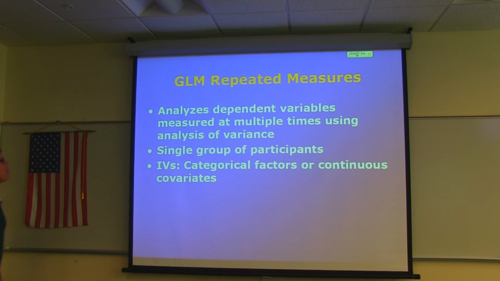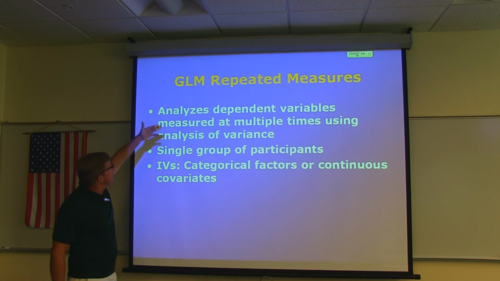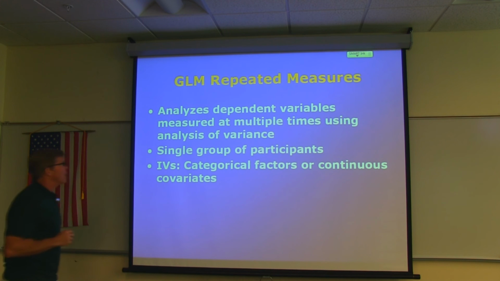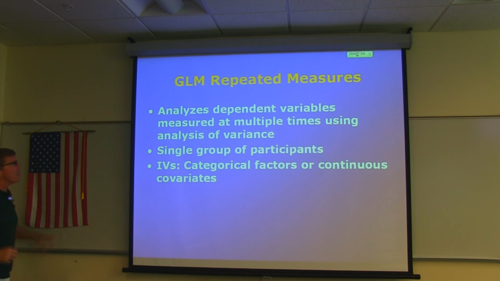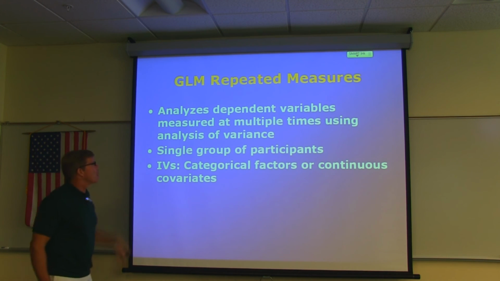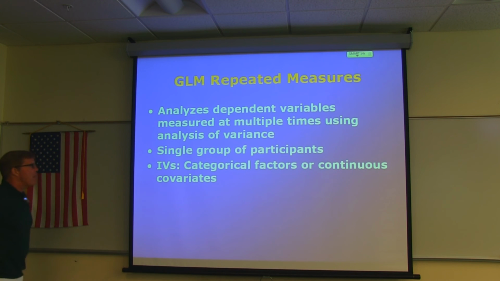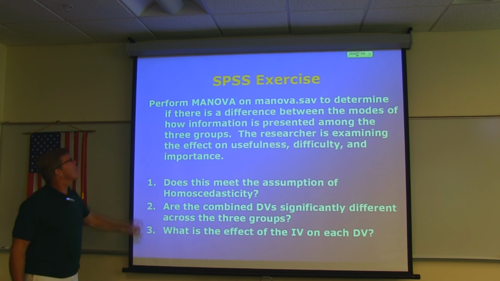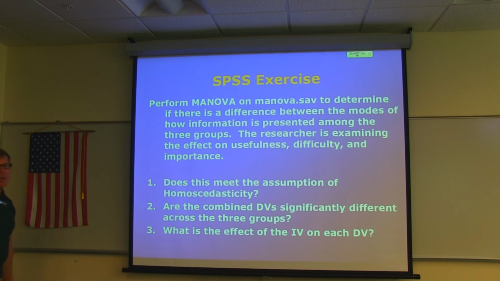She's talking about repeated measures. It again analyzes the DVs measured at multiple times using repeated measures analysis of variance. We have one single group of participants. The IVs could be categorical factors or continuous covariates. Now we're back to MANOVA. We're back on track here.